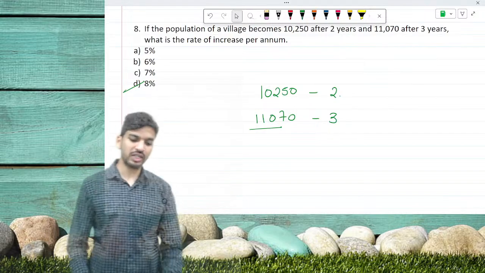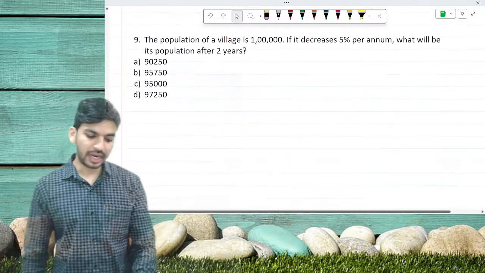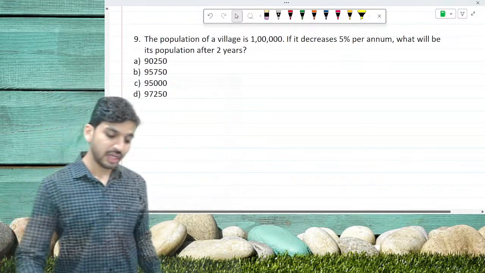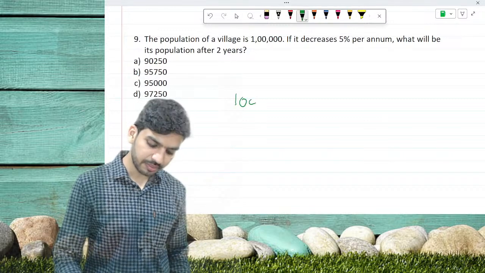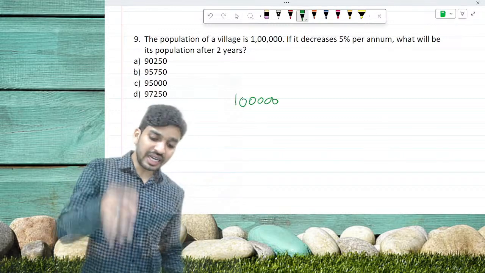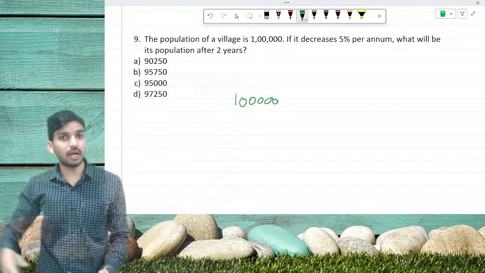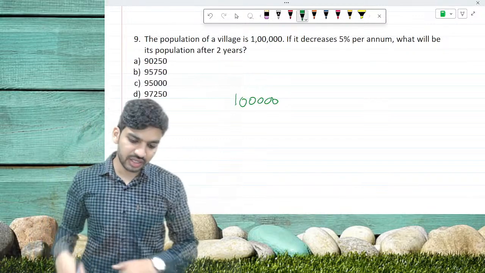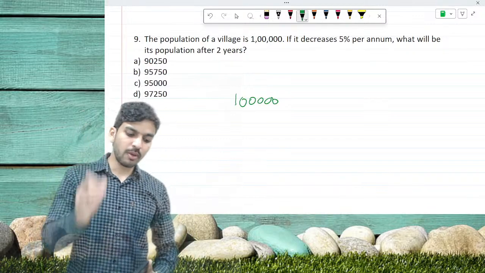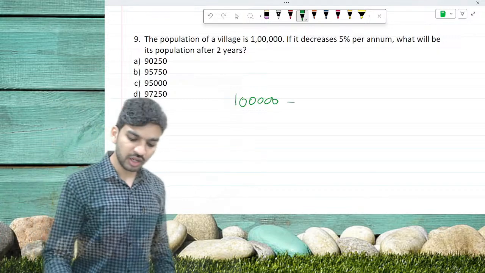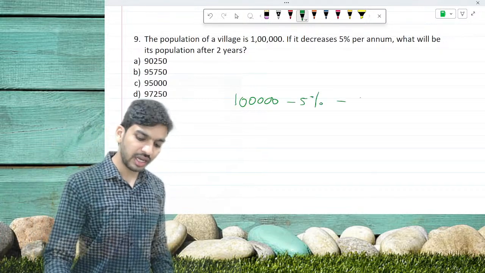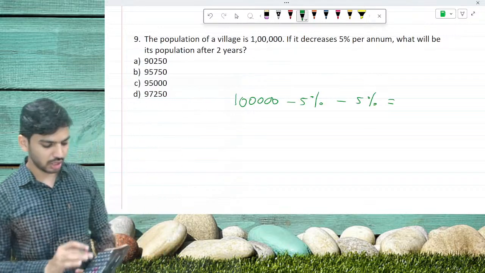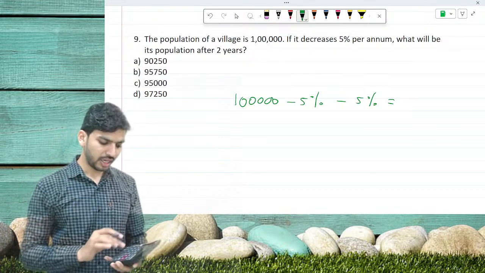Let's continue guys, let's go for question number 9. The population of a village is 1 lakh. If it decreases 5% per annum, every year it is decreased, not increased, what will be the population after 2 years? That means first year 5% decrease, next year 5% decrease. That is the question. So 1 lakh minus 5.